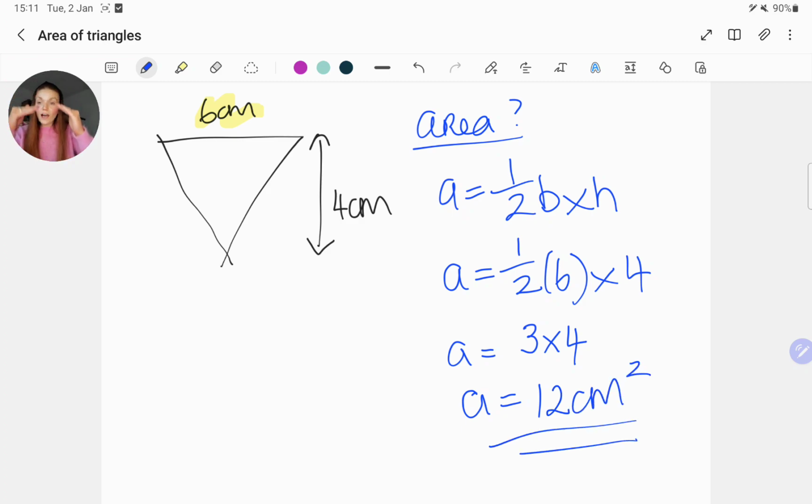Okay, and do you see how I've done my working out in a column? A column means it's going down. So I've said my formula, I've substituted in my numbers. That means that instead of a B, I've put in a 6. Instead of an H, I've put in a 4. Then I have worked out that half of 6 is 3 times my 4 gives me my 12. And remember, in area, you must have units squared.